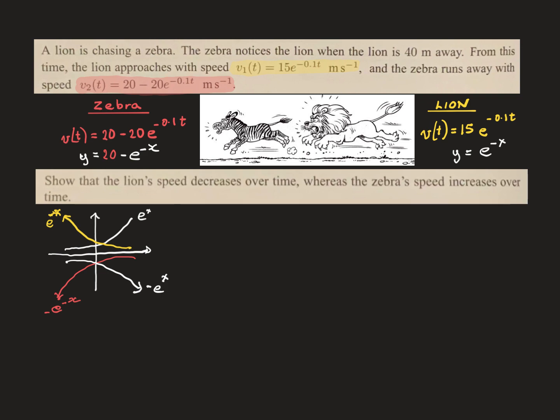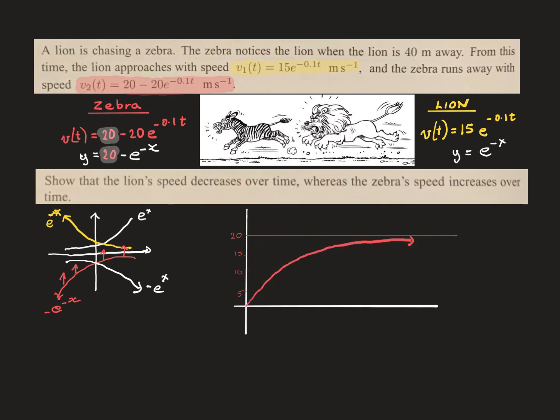And the two functions that we are interested in are the lion function, which is in yellow, which is going down, and the zebra function, which is obviously going upwards like that. But because it has a 20 in here, which I will just highlight, that means that we're going to raise that red function vertically upwards by 20. And if you draw this out from the calculator or on Desmos, you'll get an asymptote of 20, and the function for the zebra will be along here.